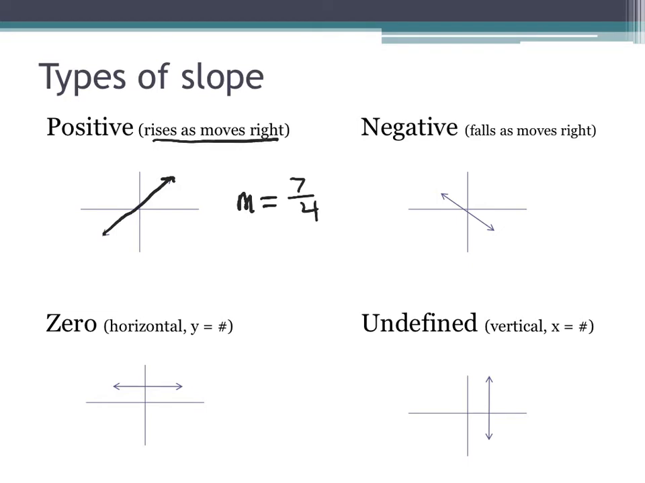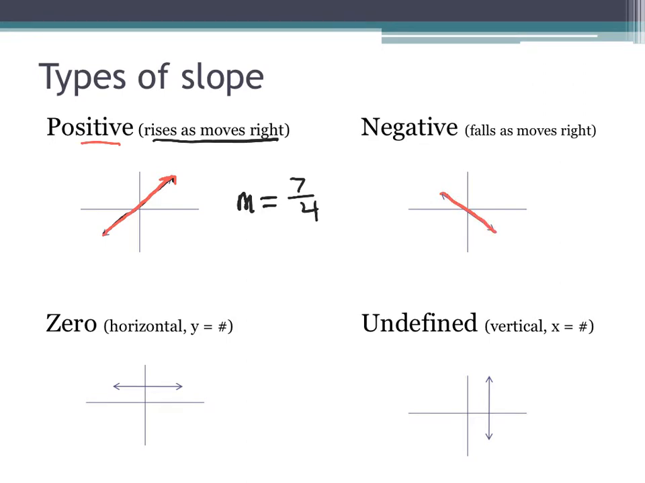So we look at these from left to right, like you're reading a book. You just look at the line, and as I go from left to right, it's going upward. Therefore, this is a positive slope. A negative slope, as I go from left to right, is going downward. Notice it would keep going down, down, down.